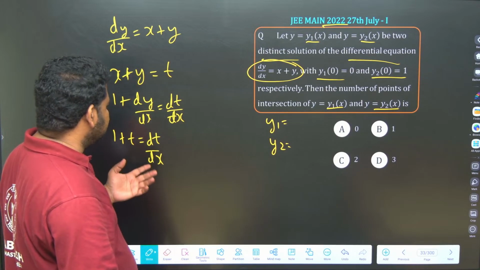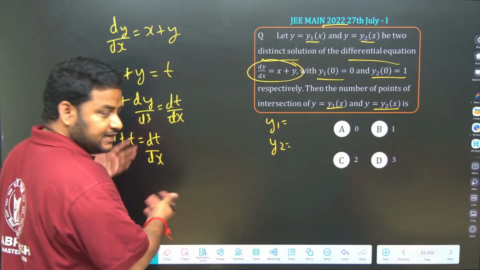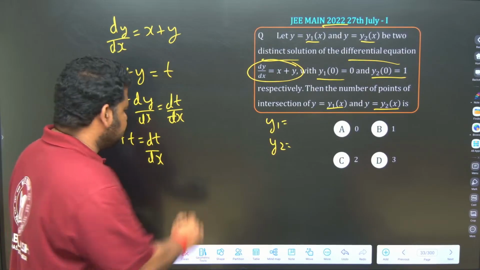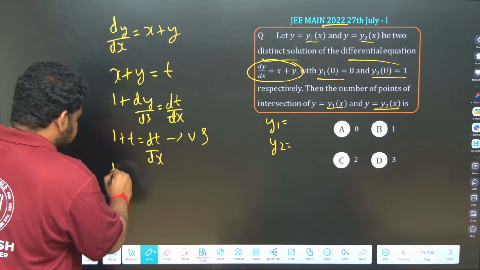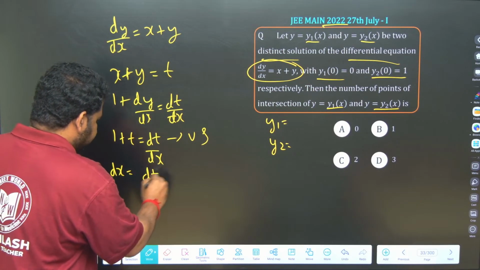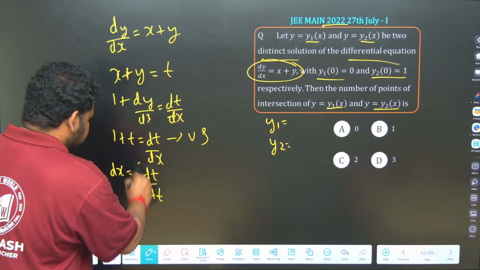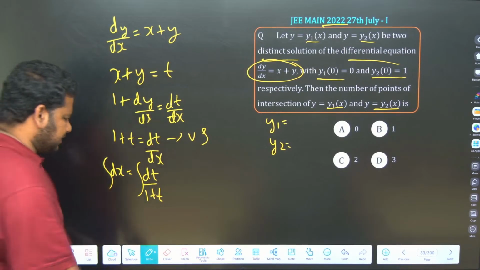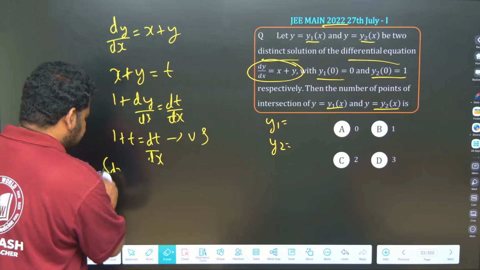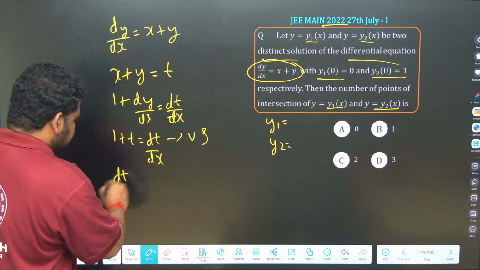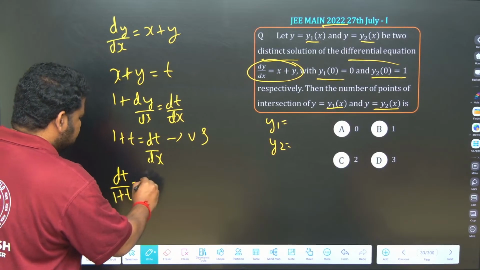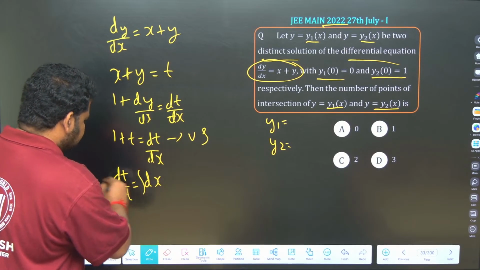Now what should I do? I should convert it into variable separable form, that is VS form. Let me multiply by dx on this side, and this dt will come down with 1 plus t. I can write this to LHS and this to RHS. So dt by 1 plus t is equal to dx, and we integrate this.